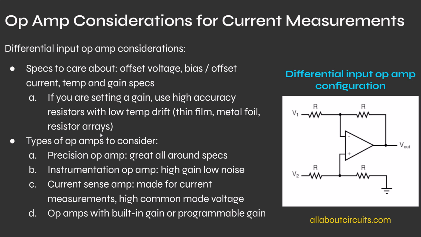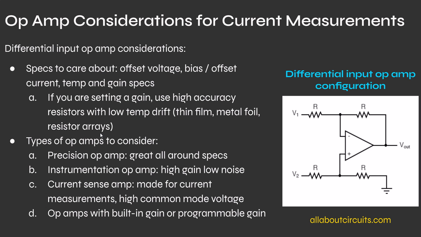Now, depending on the current you're trying to measure, there's a lot of different types of op amps you should look at. The first one is precision op amps. Precision op amps just have really good all-around specs, right? So look for precision op amps if you care about offset voltage, low bias current, low noise, things like that. Instrumentation op amps are nice because they're made for taking very low-level voltage signals and having a high gain and being low noise. So if you're trying to measure a very low current, or I should say, a very low current that creates a very low voltage drop, an instrumentation op amp might be the right way to go if you need high gain.